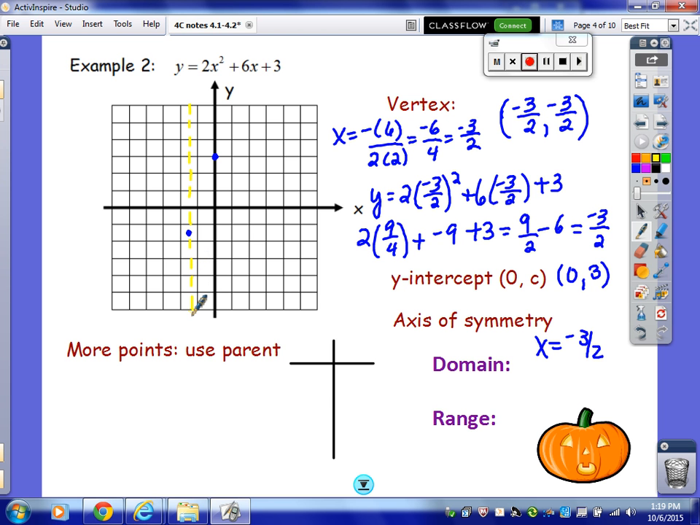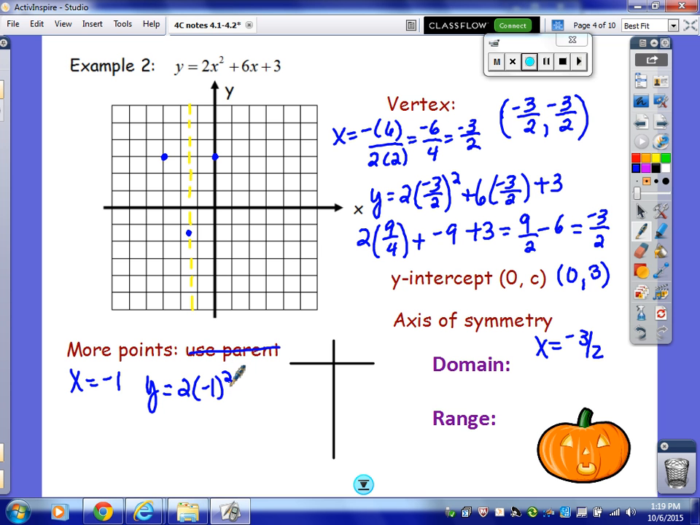So let's use that axis of symmetry, negative 3/2. Okay, so I'm going to reflect that y-intercept. So now I've got 3 points. That means I need one more point to reflect. Because my vertex is not on a whole point, it's at negative 3/2, negative 3/2, I probably wouldn't use the parent points here. This would be an example of where I would pick a value for x and find the corresponding value for y. So I'm going to use x is equal to negative 1 and find the corresponding y value.